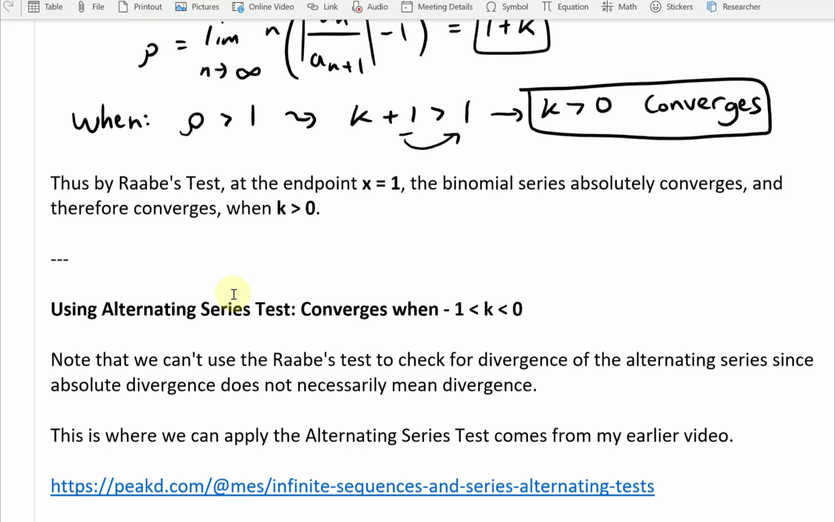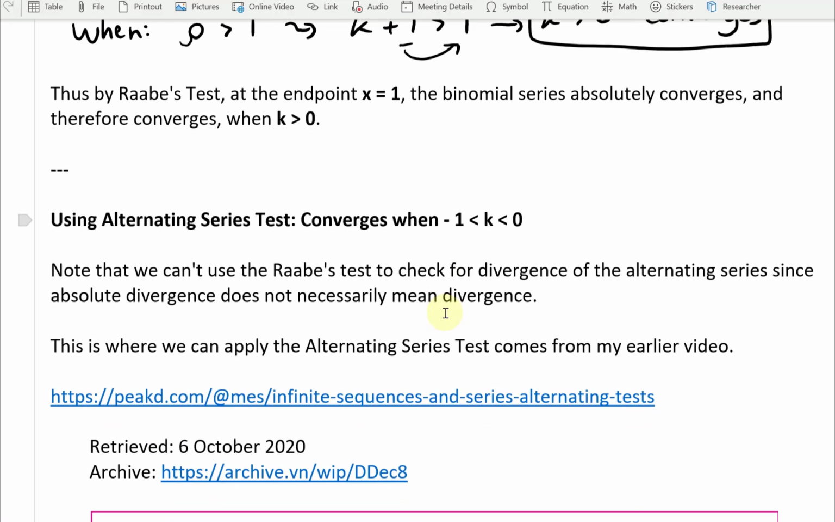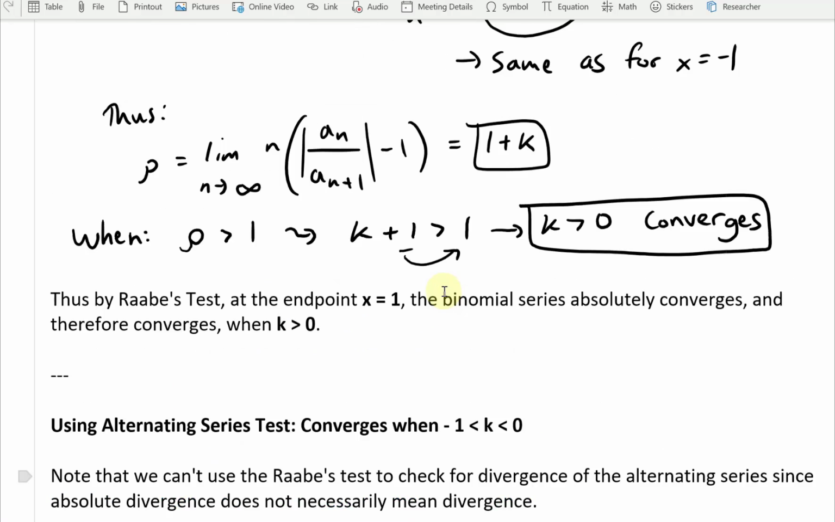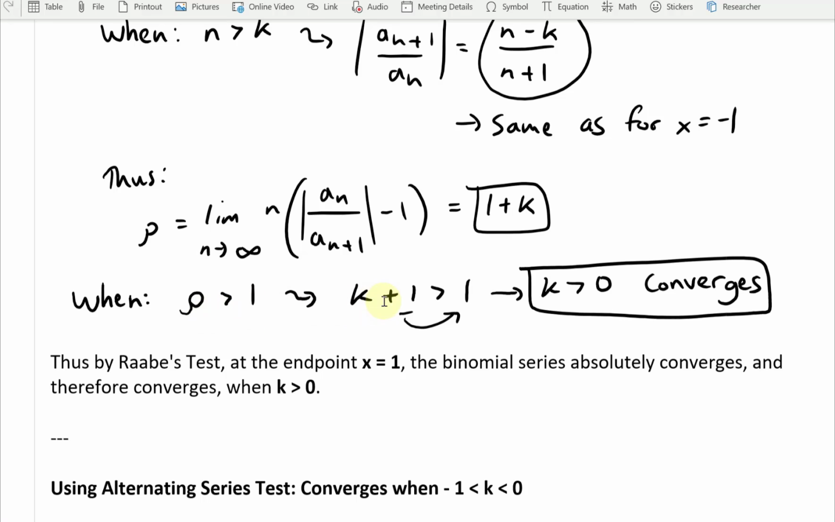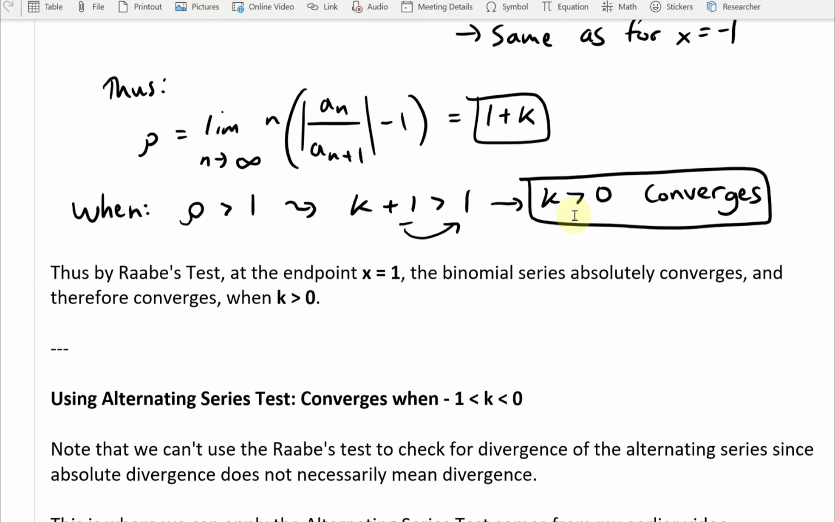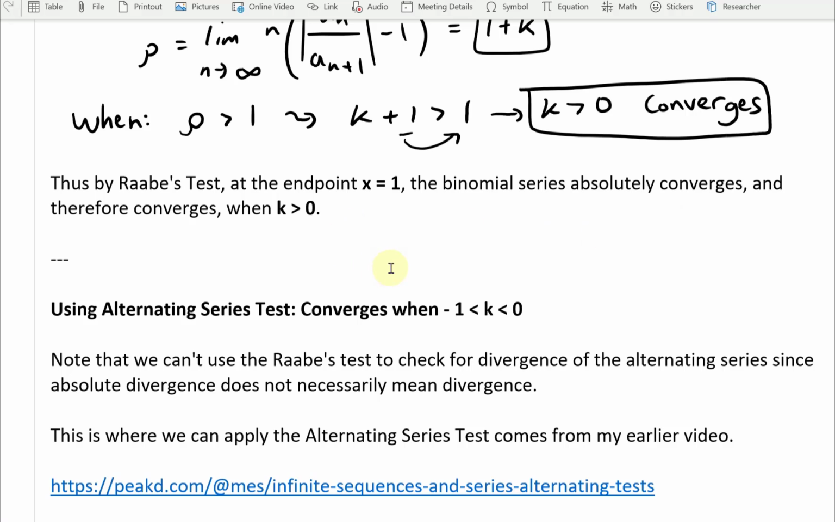So now using the alternating series test, it converges when k is between 0 and -1. Note that we can't use Raabe's test to check for divergence of the alternating series, since absolute divergence does not necessarily mean divergence. So we can't just say that if rho is less than 1, then k is less than 0 diverges, because that's absolute divergence.